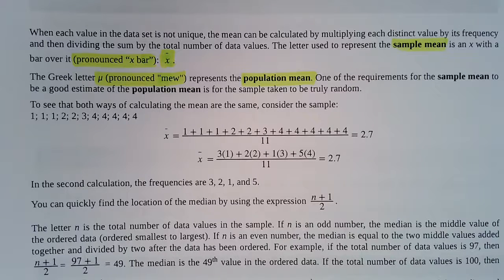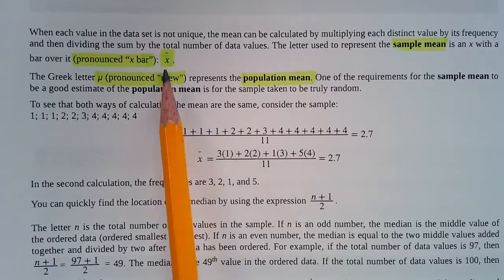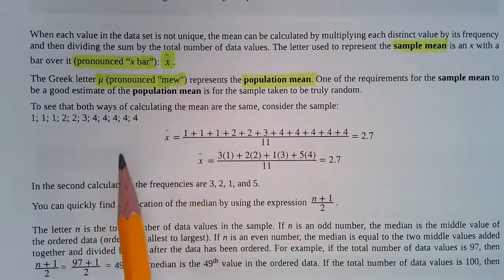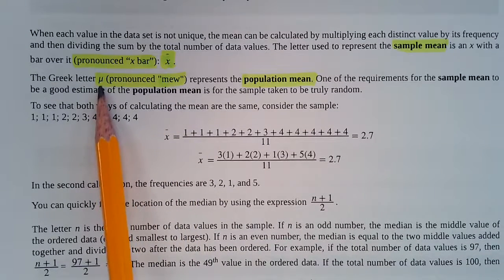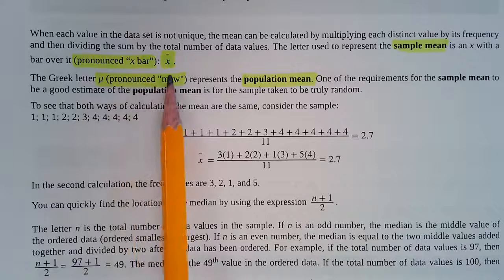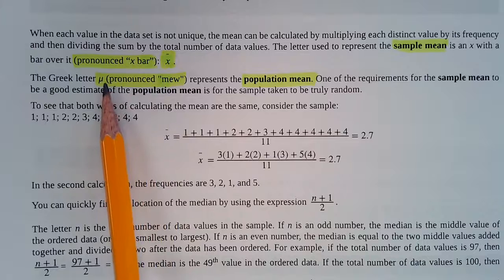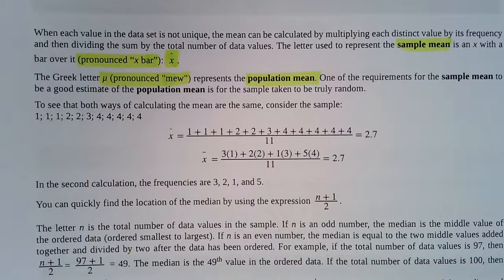All right, so when we're talking about the mean from the sample, it's pronounced x bar. So x bar means that it is the average or the mean of the sample. We use mu to be the population mean. So x bar is the sample mean and mu is the population mean. And the way that we calculate the mean is to add the data values together and divide by the number of data values. So it's just finding the average.